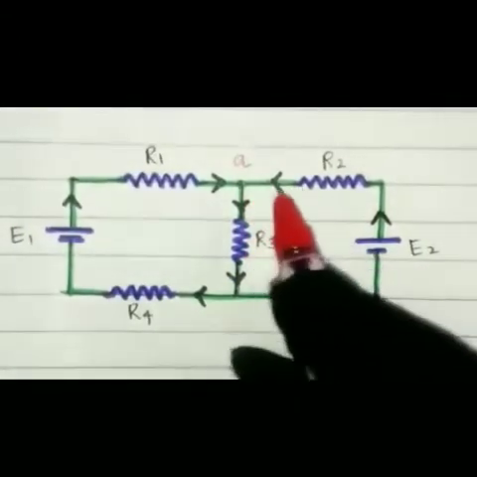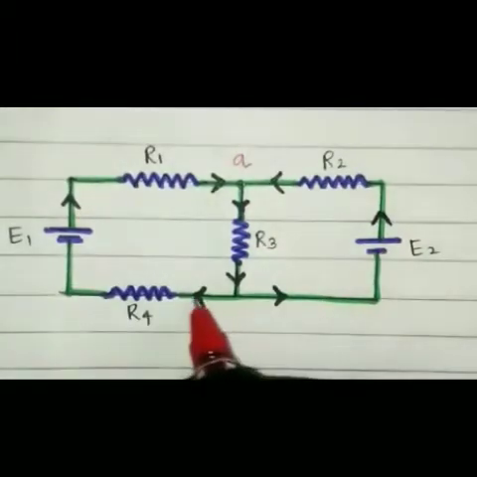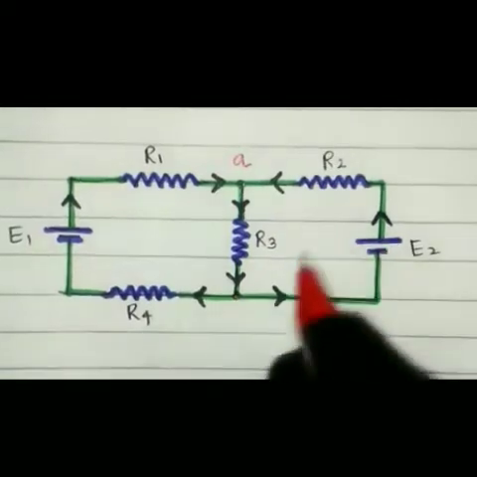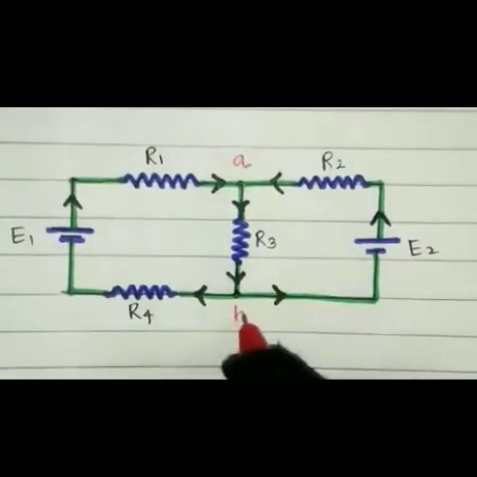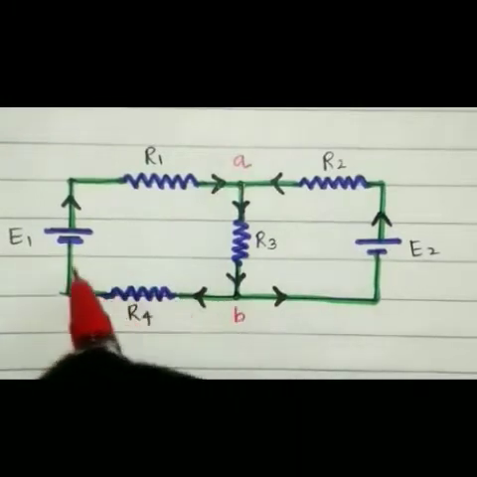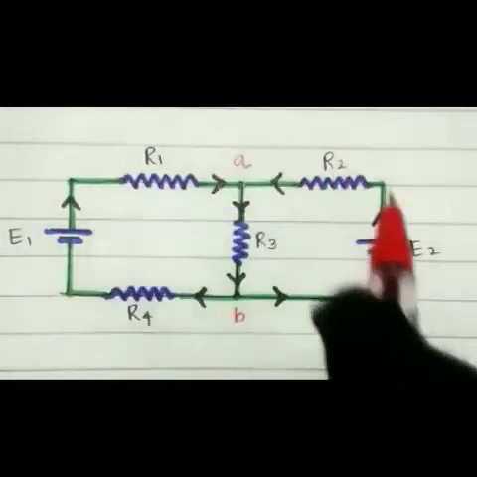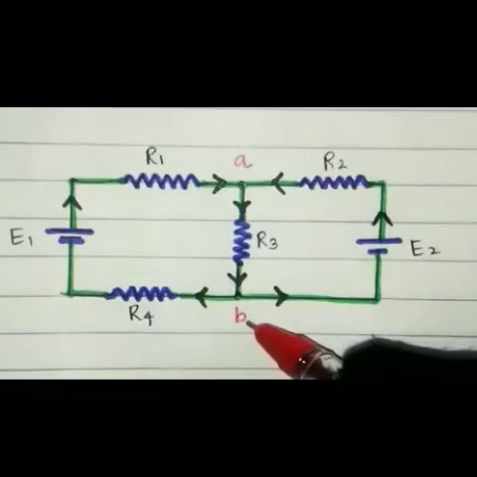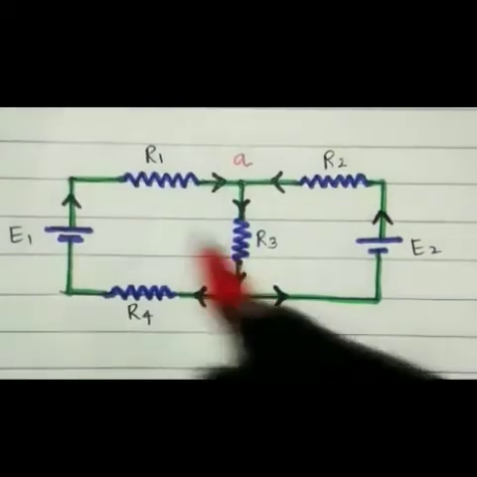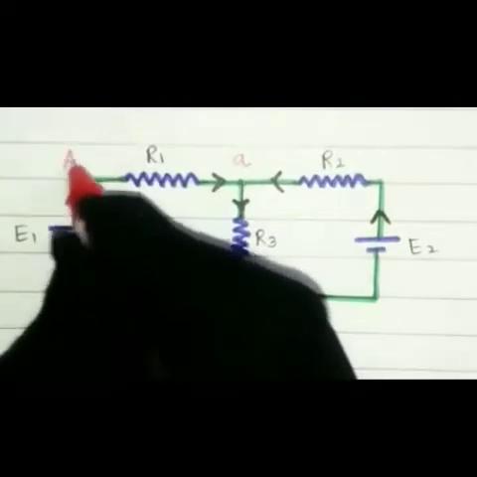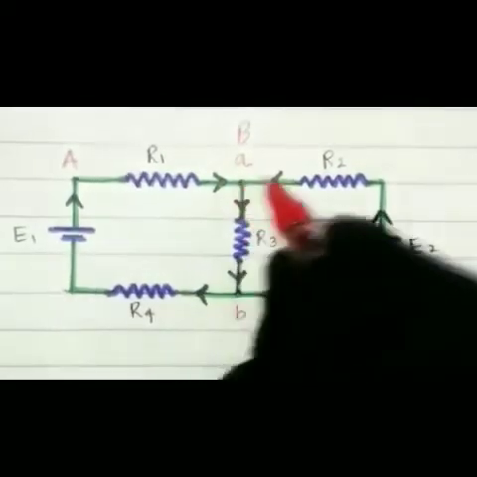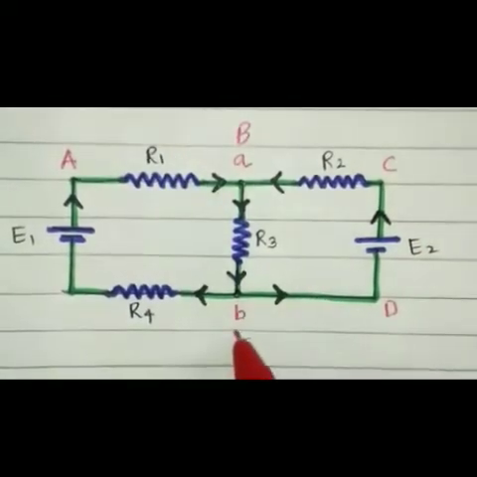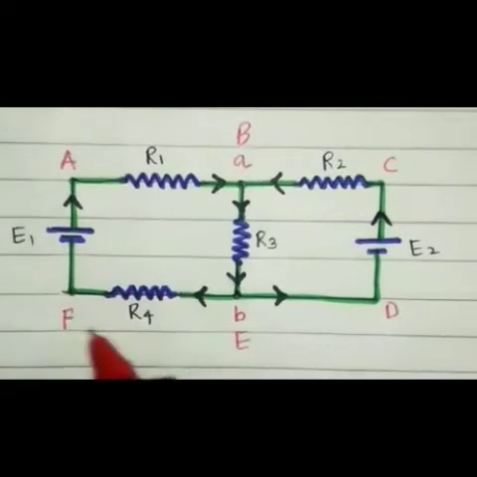Then let's see whether there are other junctions. Yes, this is another point, another junction, which I'm going to label B. Nothing else is a junction. So in this overall circuit I have two junctions, labeled A and B. Now next is loop. So let's mark A, B, this point is C, D, and this point again E, and this point is F.